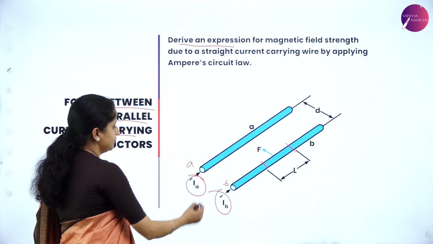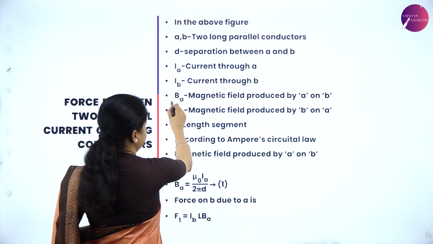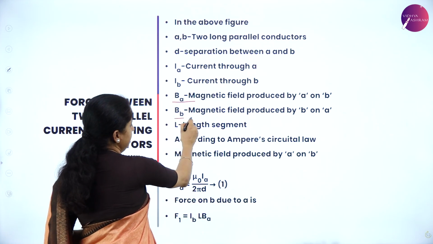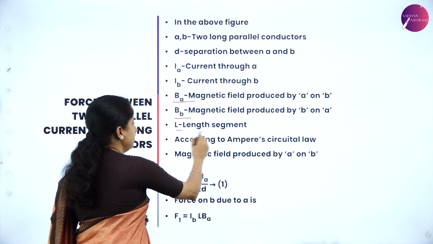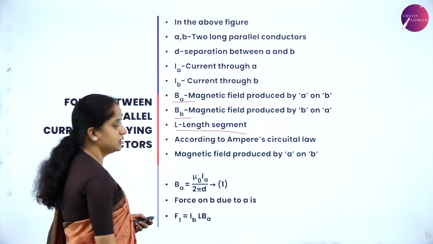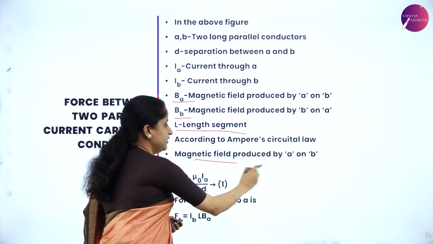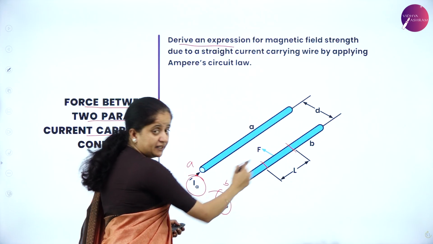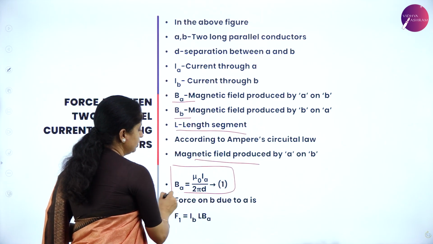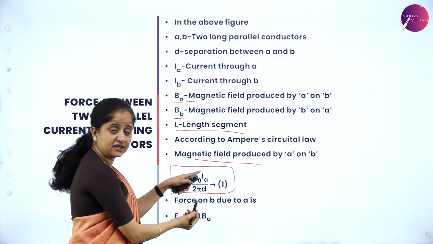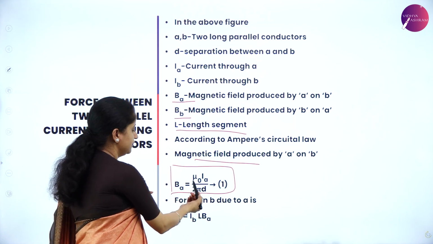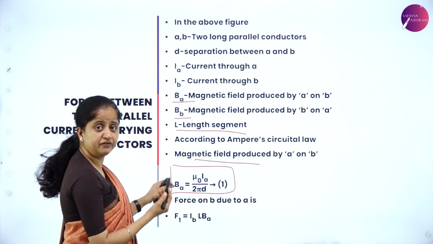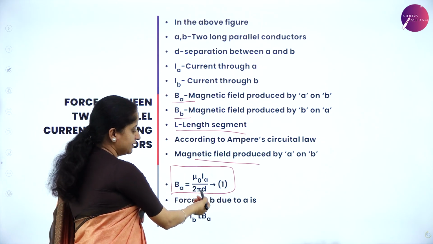What is the magnetic field produced by A on B? It is BA, and the magnetic field produced by B on A is BB, and L is the length of the line segment as I have shown already. Now, according to Ampere's circuital law, the magnetic field produced by the conductor A on B is given by BA is equal to mu naught IA, because of the current in the conductor A which results in the magnetic field BA, divided by 2 pi d.